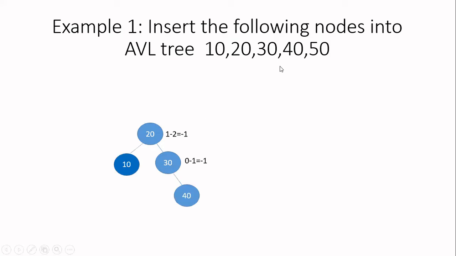My next node is 40. So first I'll be comparing 40 with 20. 40 is greater. So I'm moving to the right subtree. Compare 40 and 30. 40 is greater. Move to the right subtree and insert it. So now 40 is inserted.